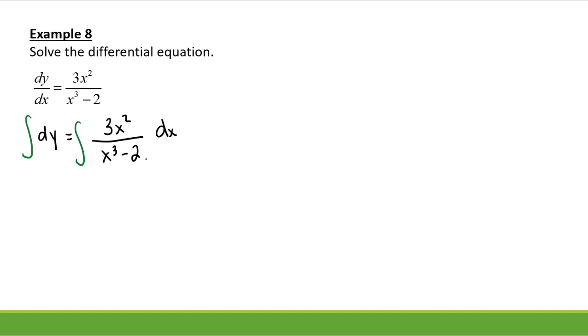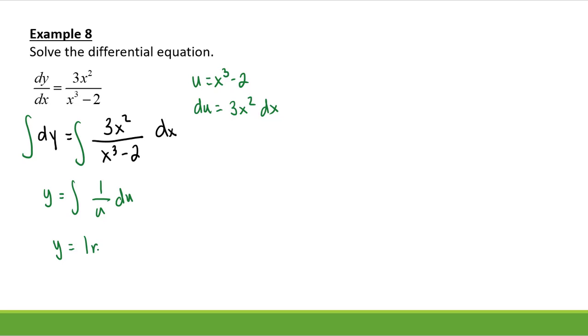On the right side, again, we have the integral of 1 over u du. That kind of worked out nicely. So that turns into y equals the ln of x cubed minus 2 plus c. And you just solved your first differential equation.